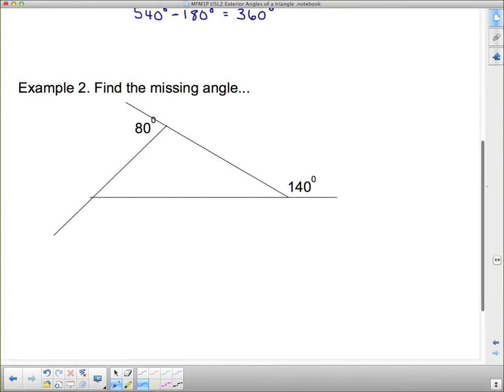Okay, so let's find the missing angle in this one. I know from the work I just did that this angle, and this angle, those are all outside angles, they have to add up to 360 degrees. So I'm going to add up the 80 plus the 140, and that gives me 220. And now to find this question mark here, they all add up to 360. So I have to do 360 subtract 220. And that gives me 140 degrees. And that's going to be what this angle in here is, 140 degrees. And that concludes this video.